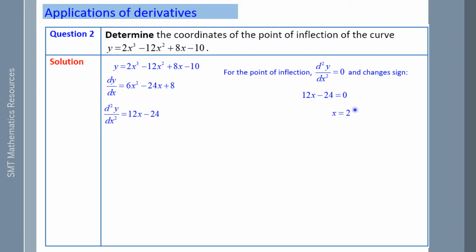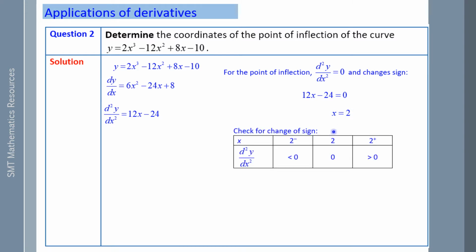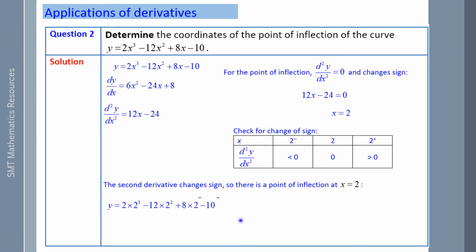So the answer, or x, is 2. We're going to check for the change of sign. So either side of 2, we can see that we're getting positive results to the right and negative results to the left. That means the sign changes either side of that x equals 2 solution. The second derivative changes sign. So there is a point of inflection at x equals 2. We can then determine the coordinates of that point of inflection by subbing in 2 to the original function. So the coordinates of the point of inflection are 2, negative 26.